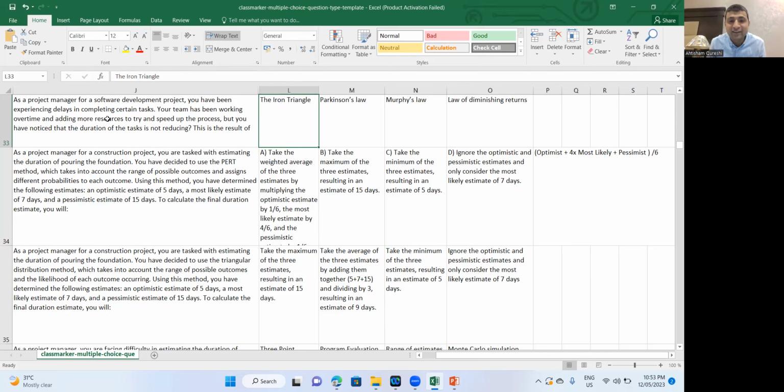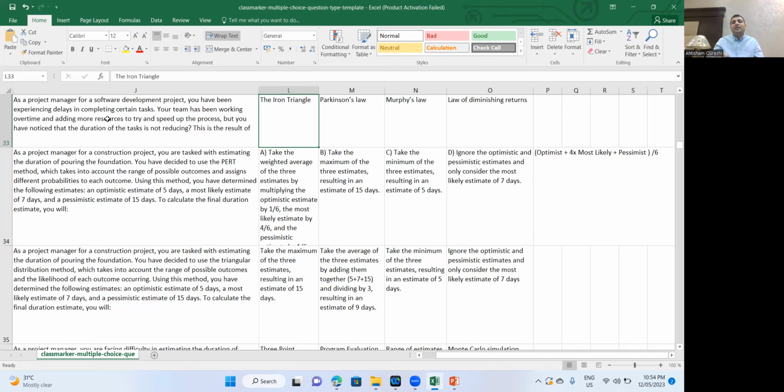Iron triangle, I said that there are three constraints, scope, schedule, and cost, which compete with each other. The project manager has to manage these three competing constraints. These are like a triangle. At each of the three corners of the triangle are schedule, scope, and cost, which are competing with each other. Parkinson's law, I said that activity expands to the duration available. Murphy's law, I said that whatever can go wrong, it will go wrong.